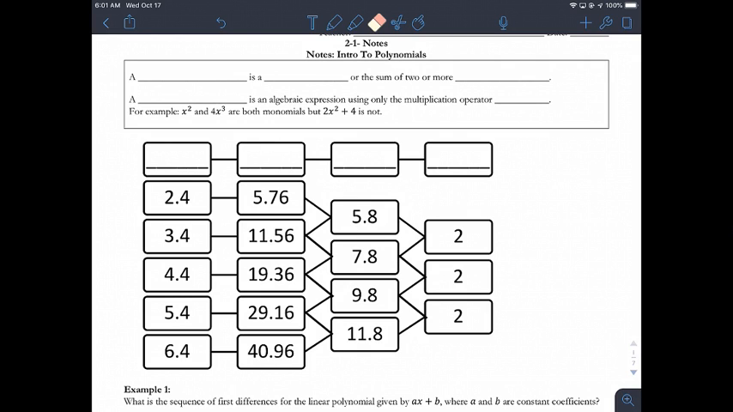All right, so today we're going to talk about polynomials. In order to do that, we need to know what a polynomial is. So, a polynomial is a monomial or the sum of two or more monomials.